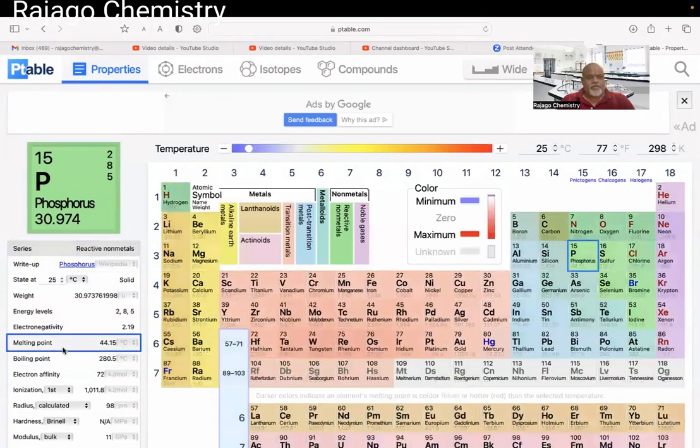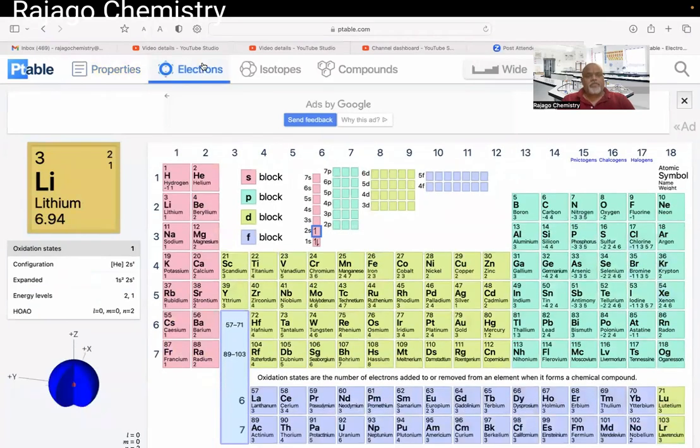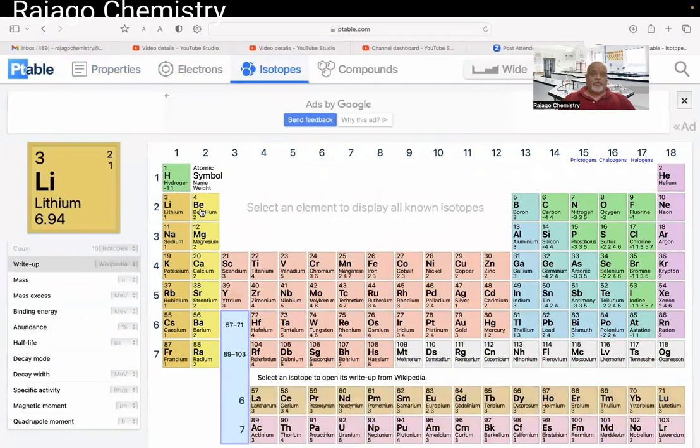Okay, so it gives you for each and every element what the melting point of that substance is. If you click electrons, it tells you how many electrons are in each of the orbits. We are going to look at the electronic configuration later on. And each and every element has its own isotopes.